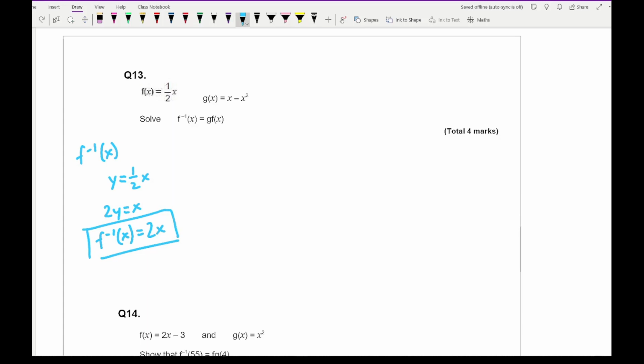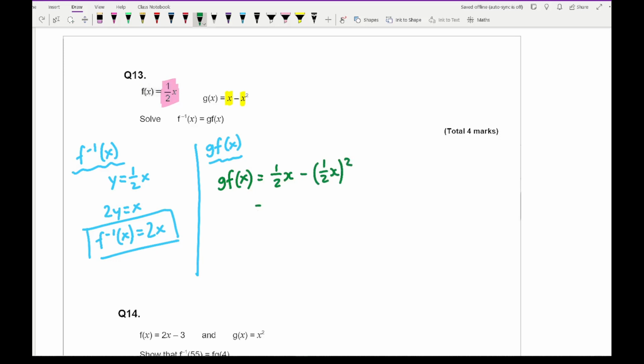Then looking at the composite function, which is gf of x. For this, what I need to do is substitute f into g. So f is here. So wherever I see an x, I'm going to swap that with this. And if I do that, then what I end up with is gf of x equals a half x minus a half x squared. And if I simplify that, and again I can use my calculator if I need to, what I should end up with is something that looks like this. So that there is my gf composite function.